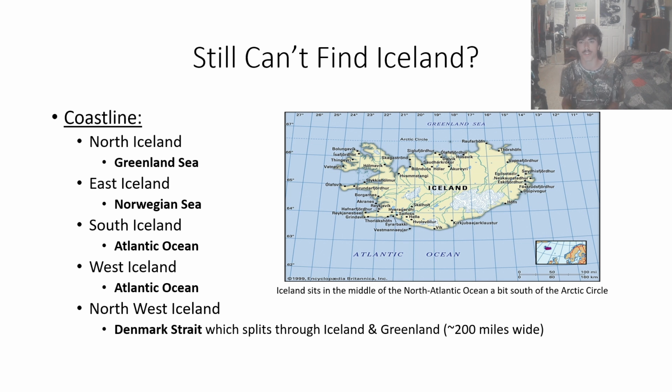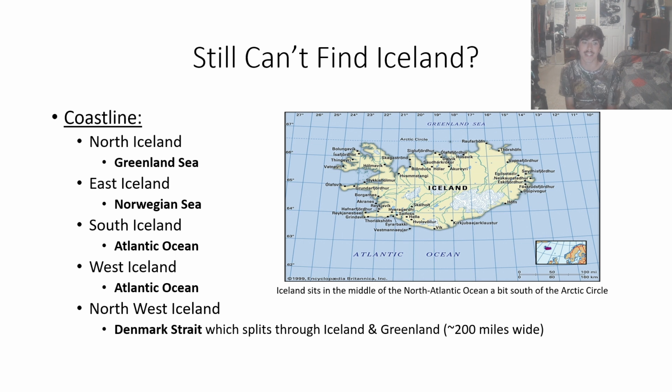But here's some more. The coastline of Iceland actually has a couple different bodies of water that it's surrounded by. North of Iceland, you're going to get the Greenland Sea. East of Iceland, you're going to get the Norwegian Sea. South and west, you're going to get the Atlantic Ocean, which again, I just said. The Mid-Atlantic Ridge runs right through Iceland, so that does make sense.